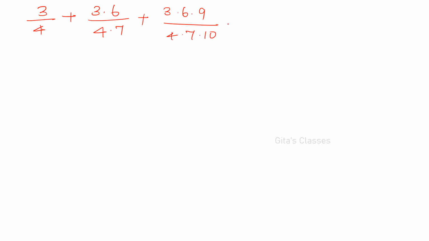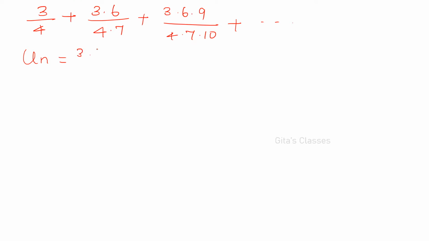Now, next problem. Find the nature of the series 3 by 4 plus 3 into 6 by 4 into 7 plus 3 into 6 into 9 divided by 4 into 7 into 10 plus etc. So what is our un? Here un will not have single term. Here you can observe every term it is increased by one term in both numerator and denominator, right?